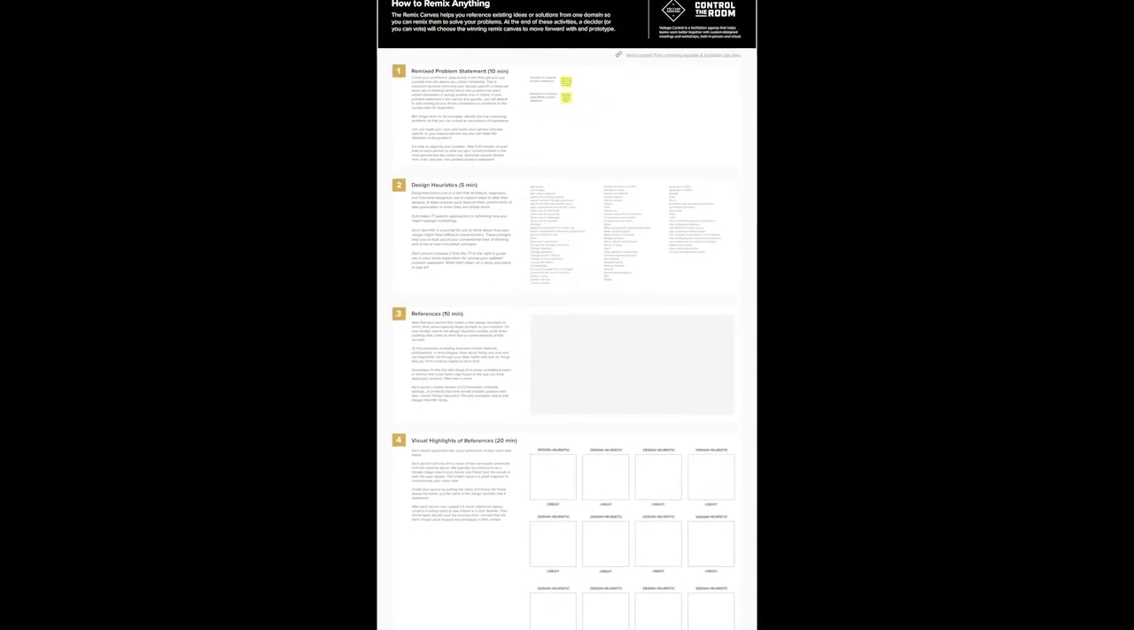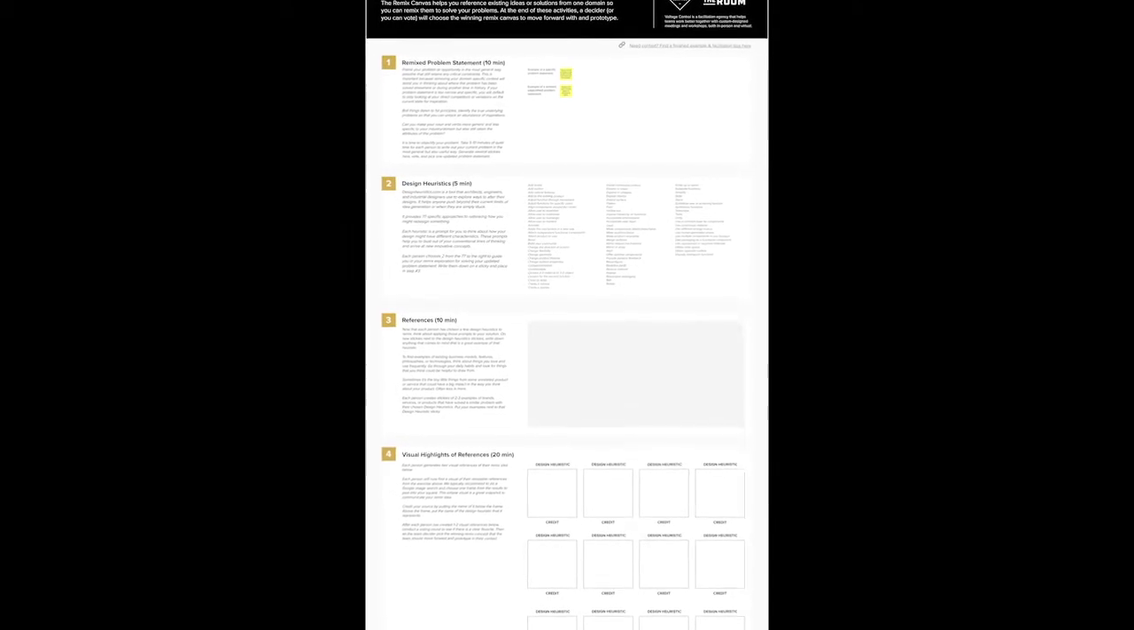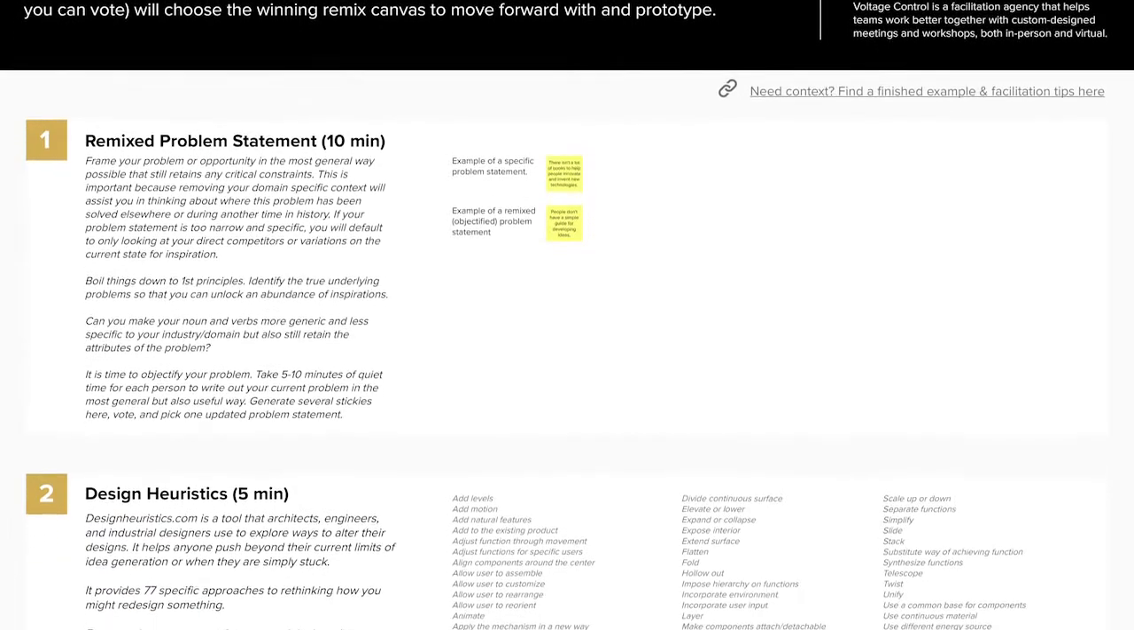John and I wrote a book in late 2019 called How to Remix Anything, and this is the corresponding template that goes along with the book. We were really inspired by the lightning demos during design sprints, and this is our remix of lightning demos. John?